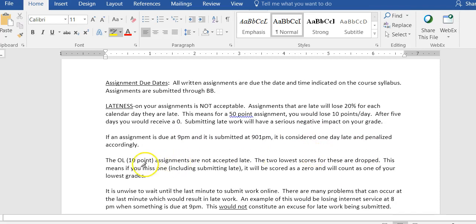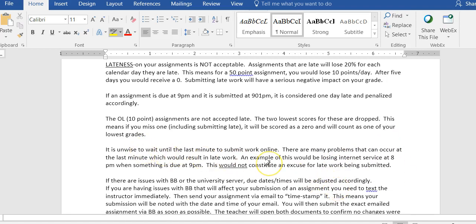There's online assignments that are worth 10 points each, and I do not accept those late at all. And the reason I don't accept them late is the 2 lowest scores for those are dropped. We will have 12 assignments this semester, and only 10 of them will count.